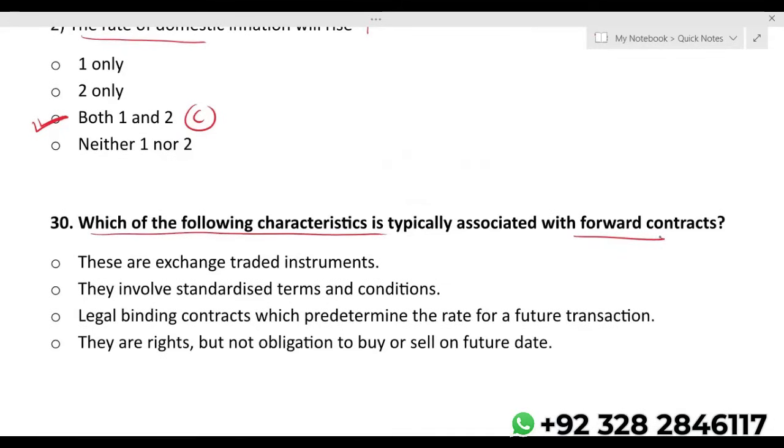Tailor-made means which is not standardized. Tailor-made means which is not tradable. These are the exchange traded instrument? False. They are not tradable. They involve standardized terms and conditions? False.